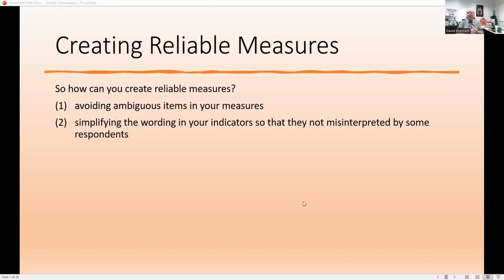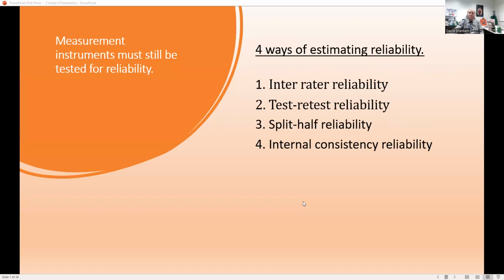So how do you create these reliable measures? One, avoid ambiguous items in your measure. Try to be as simple and specific as you can be, especially when you're looking for respondents to answer your questions. Make sure they understand that question so that they can give you a reliable answer. Simplifying the wording for your indicators so that they aren't misinterpreted by some respondents is a good way to make sure that you have better reliability. Four ways of estimating reliability. Measurement instruments must be tested for reliability to see if they really are.